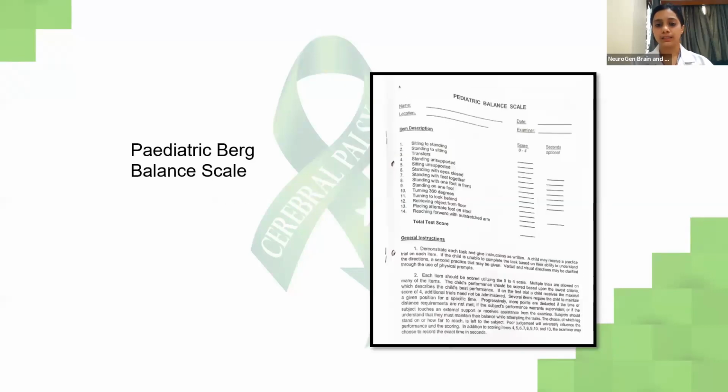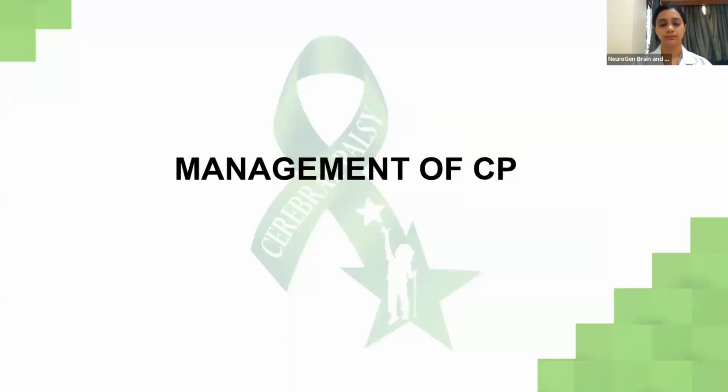The Pediatric Balance Scale has 14 components and a total score of 56. We need to assess this on a child, demonstrate each task, and he has to do it. There are a lot of instructions given. We have to read them, demonstrate them on the child and get it done, and grade him out of 56. So this can only be done if the child can follow commands and has the cognition to understand. Now, let's come to the management of cerebral palsy.